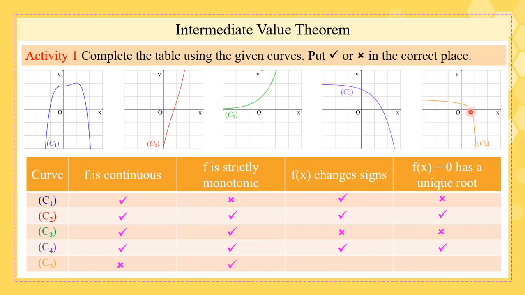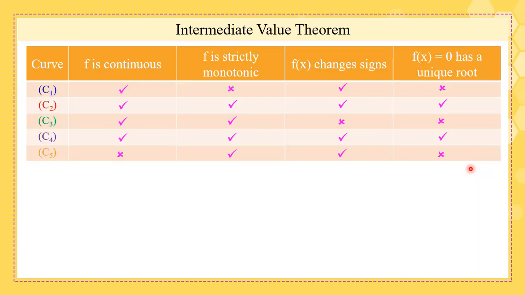It's decreasing on its domain of definition. It does change signs, it's positive, then it's negative, also on its domain of definition. Whereas f of x equals 0 doesn't have a unique root. Now this is the table that we completed before.